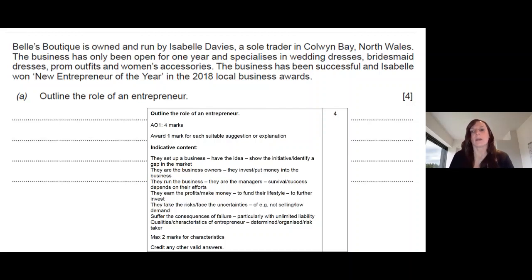Okay, now it wants 4 marks, so you're going to be looking at 1 mark for each suitable suggestion. Now it's only giving you 2 marks for characteristics, so I would say in any question that you are writing about an entrepreneur, maximum 2 marks with characteristics. So if, for example, they are very organised, that they are willing to take risks, so anything to do with their character, 2 marks.